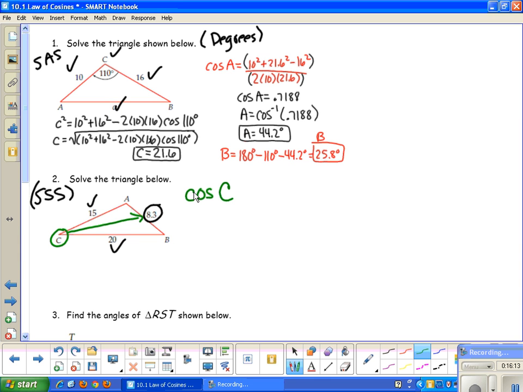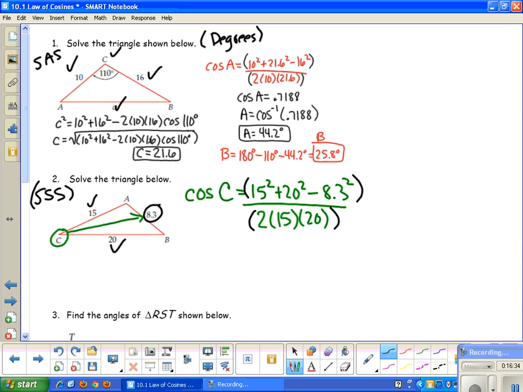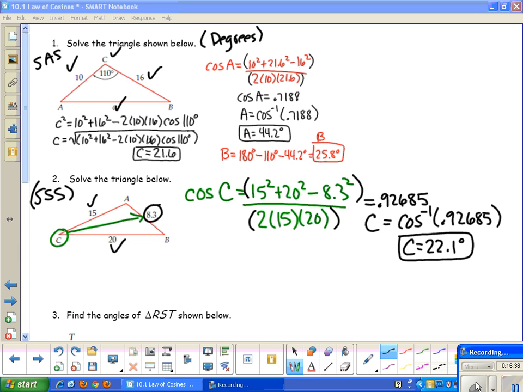So cosine C is equal to 15 squared plus 20 squared minus the side opposite the angle, which is 8.3 squared, divided by 2 times those 2 sides that you have, 15 and 20. Don't forget to make sure your parentheses are in the correct place. So when I do that on my calculator, I get all of this is equal to 0.92685.